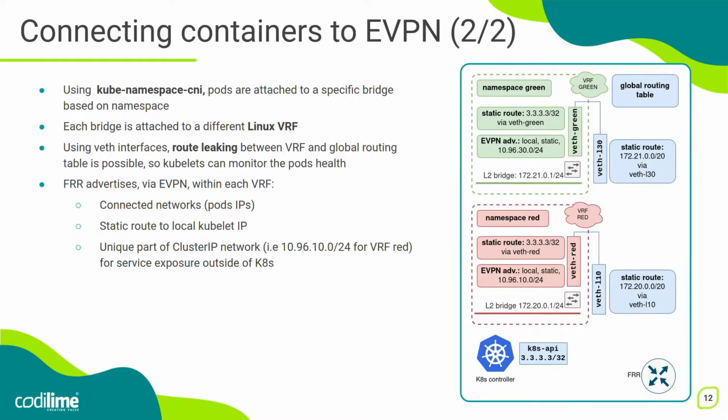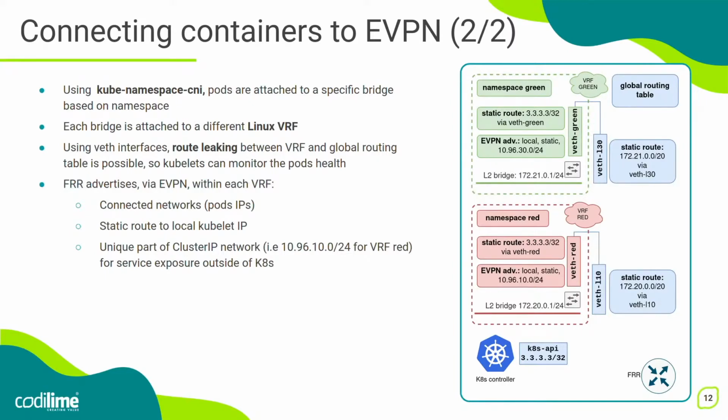Since the bridges are already assigned to the VRF, we have correlation between Kubernetes and the VRF, so that part is done. As for the communication between the bridges, between the nodes, that was taken care of by the FRR and the BGP and advertisement using the AVPN family, so that part is done as well.